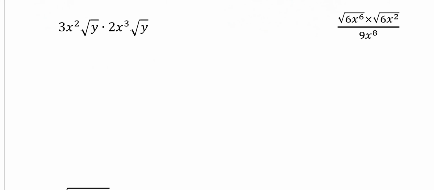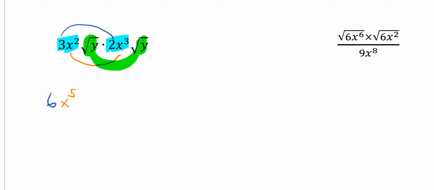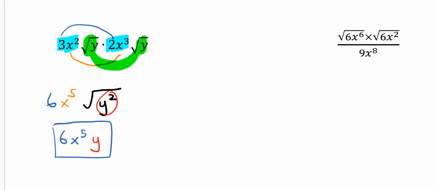Okay, I got a few more questions to go and then I can finish this video here. For the next one here, let's take the outside terms and multiply them together. So 3 times 2 is going to be 6. And x squared times x cubed is going to be x to the power of 5. And then if I take root y times root y, well, y times y is going to be y to the power 2. And since I have an even power here, that just simplifies to a single y. And then I have the 6x to the power 5 in front. And that's my final answer there.